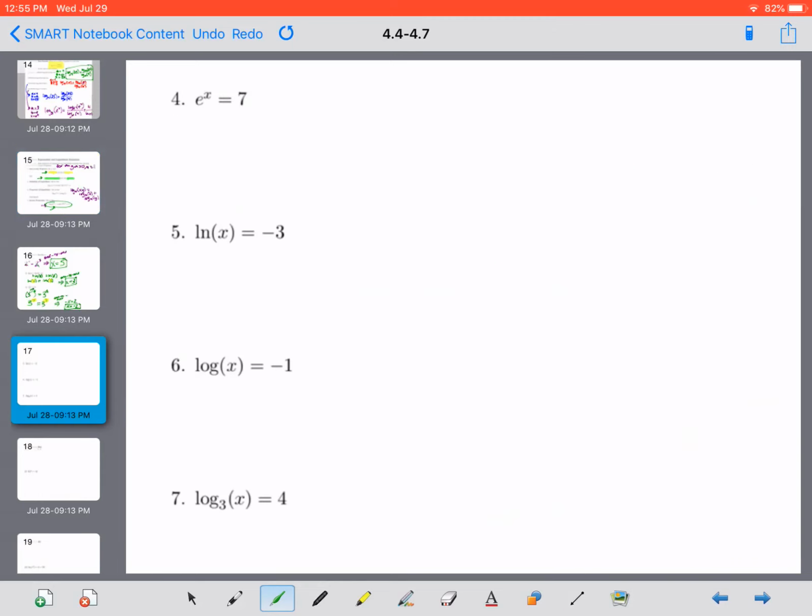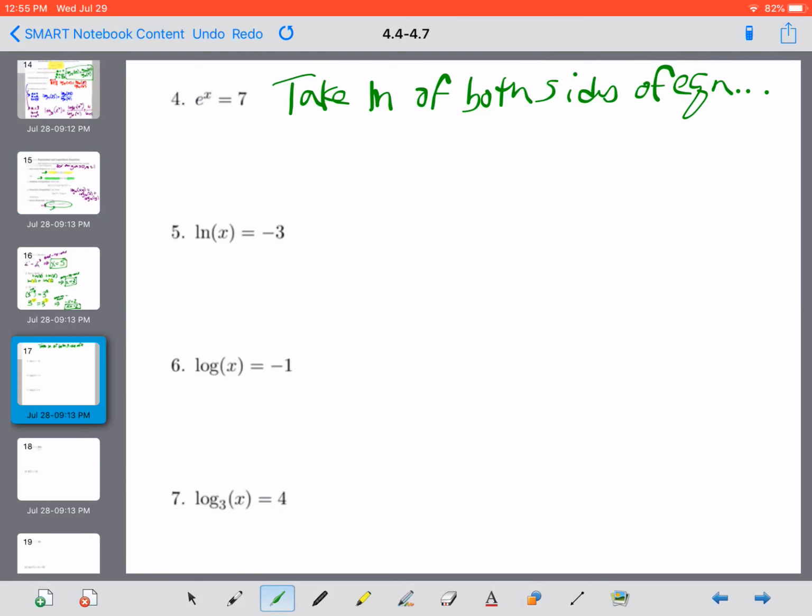So if I take log base e, that is natural log, of both sides of the equation, which I can do again because of the 1-to-1 property, I'd have ln of e to the x is equal to ln of 7. And now, because ln just means log base e, so log base e of e to the x, these two in a sense cancel each other out and leave you just with x is equal to ln of 7.